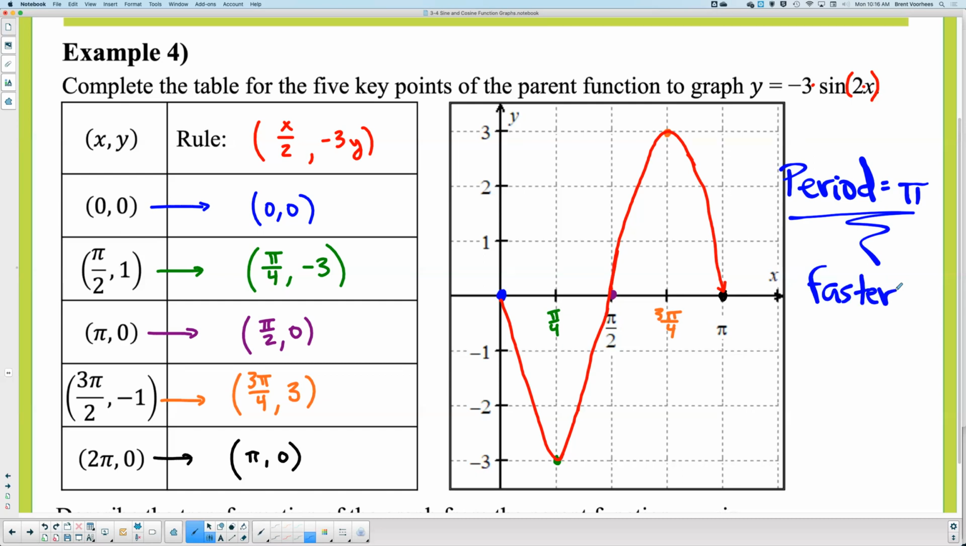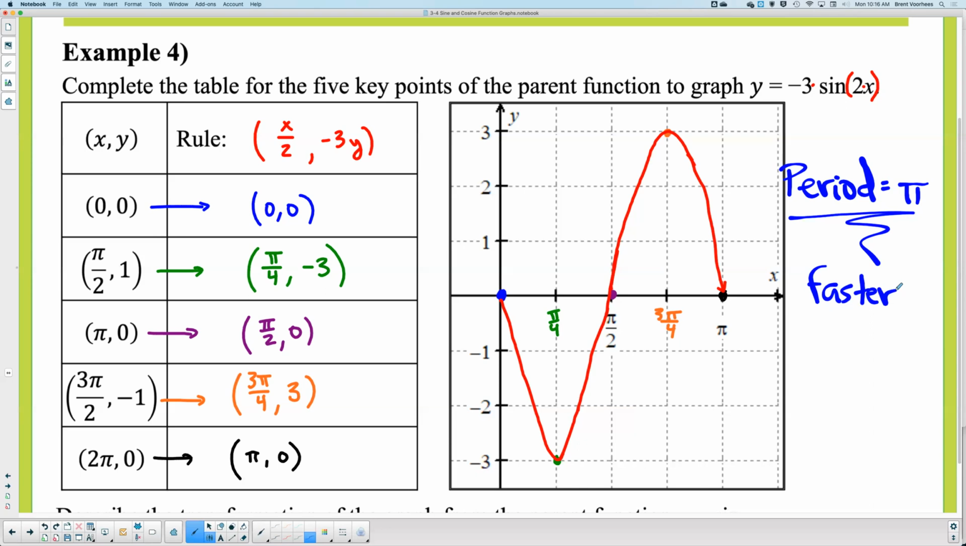Period means like time period. The smaller the time period, does that mean it's faster or slower? The smaller the time period, the faster it's going. The bigger the time period, the slower it's going. You got it. So this period is smaller, which means it's faster. By equation, we multiply by 2. Did that mean practically we actually multiplied the values by 2? No, we divided by 2, but that's what made it faster. It's because the number got smaller.